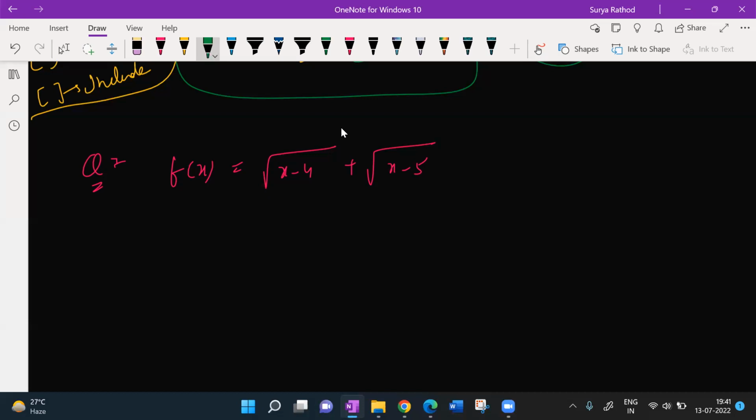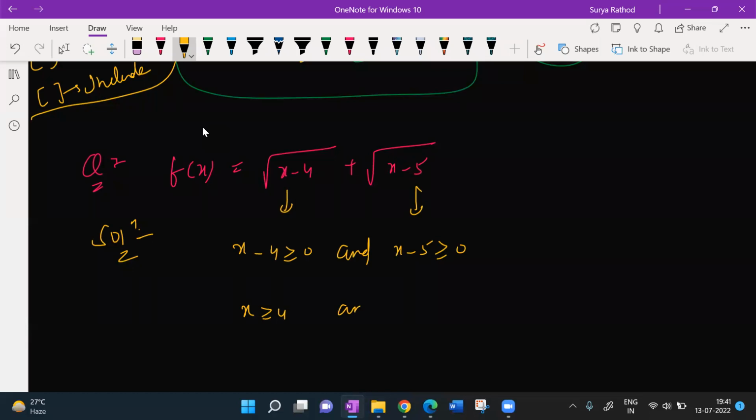It's a very simple question. How do you find out the domain of this function? This is a very important type of question. I just told you, beta, here x minus 4 has to be greater than or equal to 0. This has to be greater than or equal to 0, right? This plus means and. So here x greater than or equal to 4 and x greater than or equal to 5.